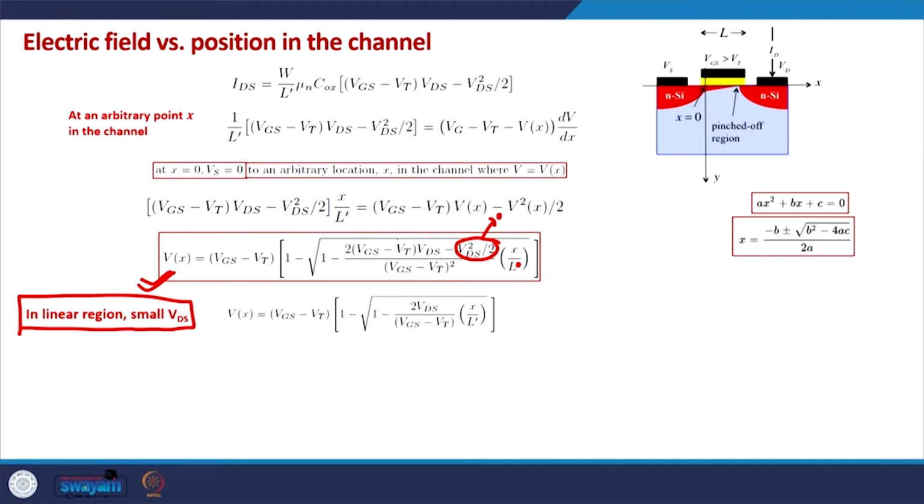So, what is left inside the square root here is 2 times (VGS minus VT) times VD divided by (VGS minus VT) square times x by L. So, this VGS minus VT will be cancelled. What is left is 1 minus 2 VDS divided by (VGS minus VT) times x by L. And now, since in the linear region this VDS is very small, let us assume that this is a very small voltage that is applied.